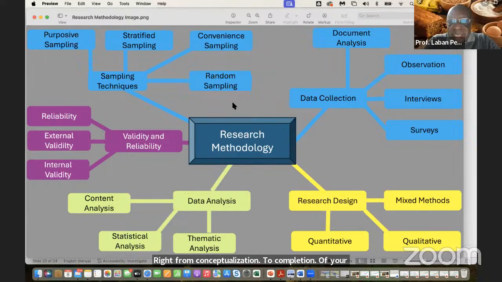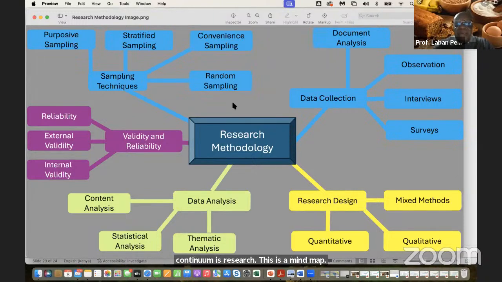Methodology. It is the continuum from identifying your philosophical underpinnings, and then your assumptions, and then your methods, and into report writing and submission. That whole continuum is research methodology. This is a mind map.